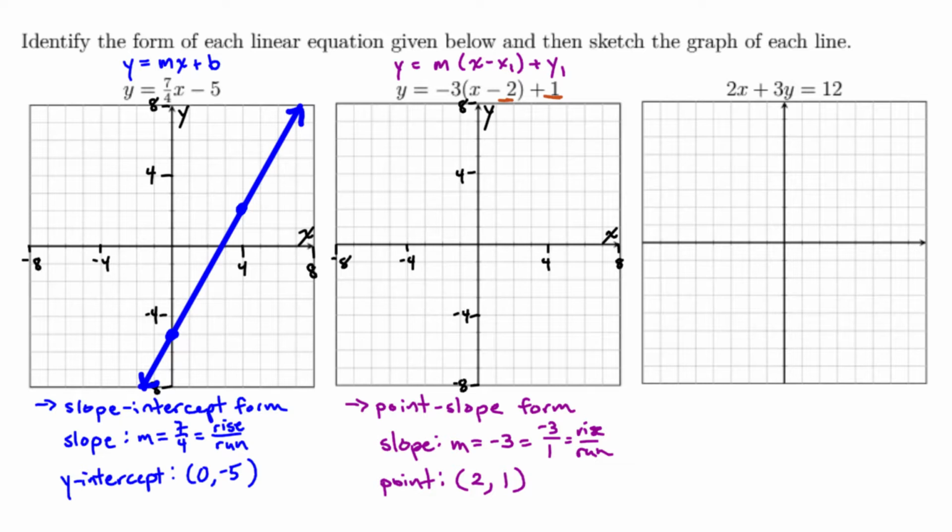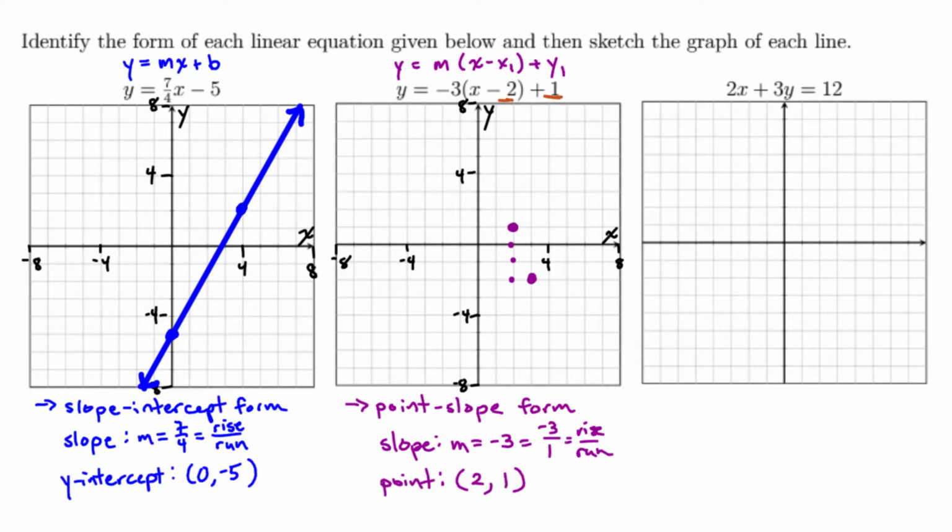So I'll start by plotting that point. I'm going to plot the point 2, 1. And now we'll use the slope to find other points on this line. So the slope is -3, and when we write that as a ratio, that's -3 over 1. So our rise over run will have -3 over +1. So we'll go down 3 units and then right 1 unit, which will give me the point 3, -2.